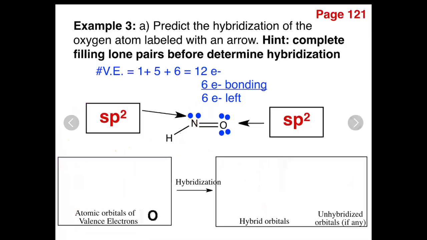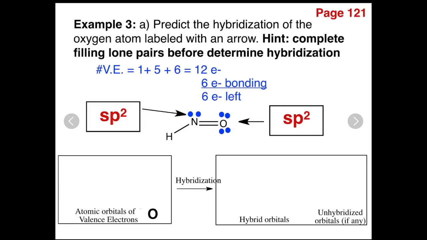Now let's take a look at oxygen. Since we already determined this as sp2, I would like you to pause the video first to make sure you truly understand this. Start with the valence electrons of oxygen, and then do the hybridization to form this, and see if it matches your prediction and the structure. So let's pause the video, do that, and resume it again when you finish.